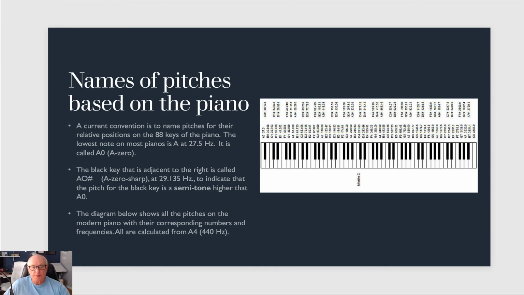So the diagram below, it says below, but it's actually to the right, shows all the pitches on the modern piano and their corresponding numbers and frequencies. And all are calculated from the middle A4, which is 440 hertz. We call it therefore A440. Pianos are tuned from that note. In England, they tune it to 441. All the pitches are slightly higher in England.